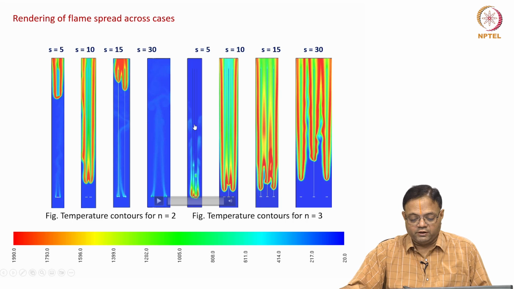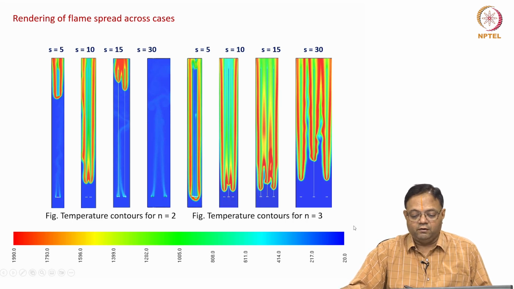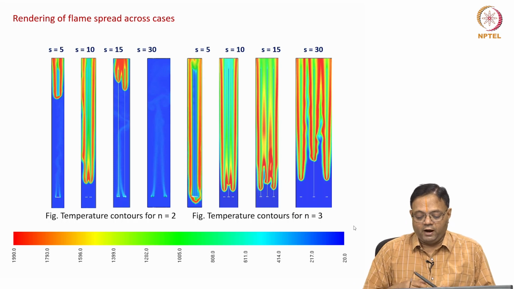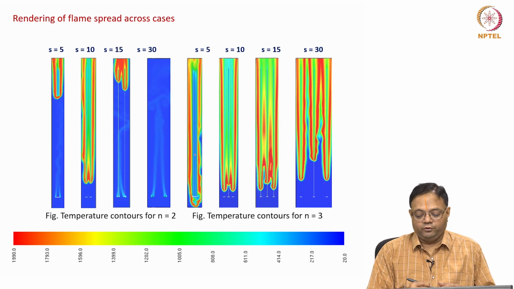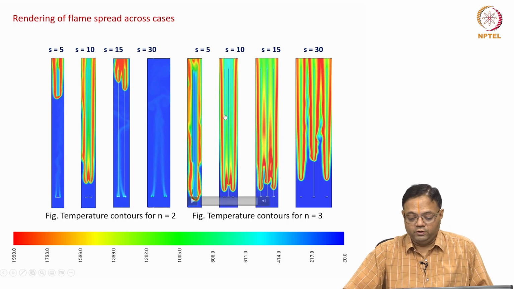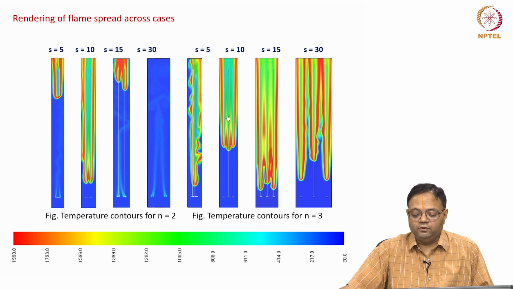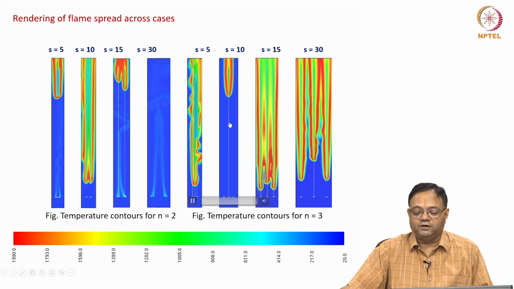Now, going to the three sheet case at low separation distance, it is evident that a single merged flame forms, and it actually tries to burn them together. The second case, similar activity is there. We can see that initially the middle sheet tries to burn faster, but after that the outer sheets have burnt and the middle sheet burns in a slow manner.